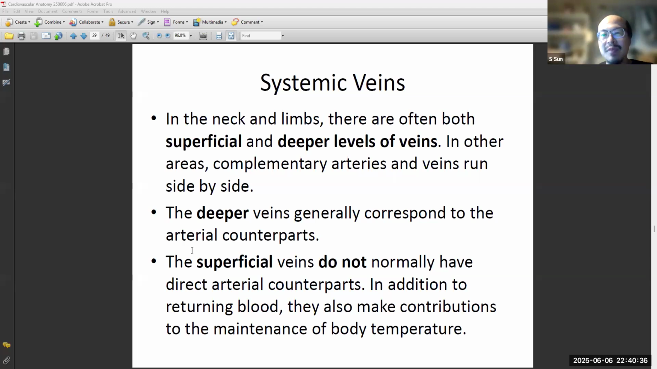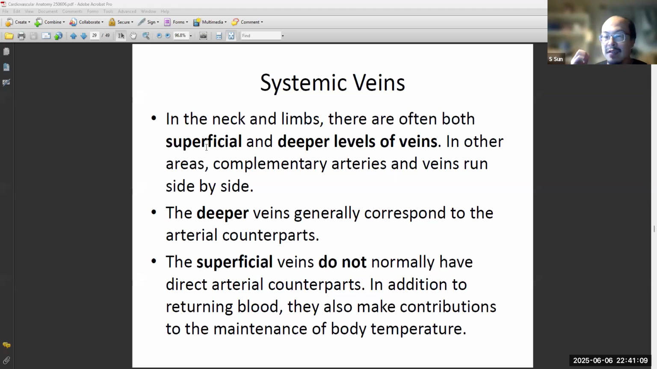Those used blood will be drained from your organs through the venous system into the right atrium, and then transported into the lung, where you breathe the CO2 out. So that's the venous system. The venous system in our body basically runs side by side with the arteries. Whatever artery is there, you will have a venous system there.